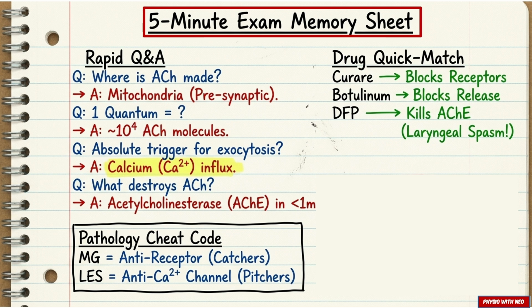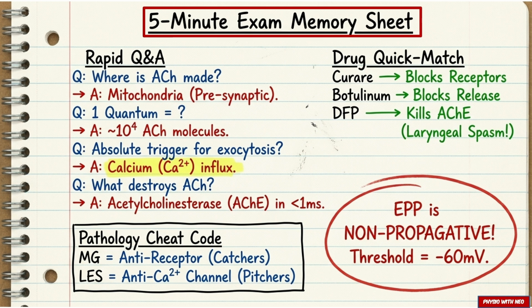Now have a pathology cheat code. Myasthenia gravis produces antibodies against receptors. Lambert-Eaton syndrome produces antibodies against calcium channels. Remember, end plate potential is non-propagative, but when it reaches the threshold of minus 60 millivolts, it produces an action potential.